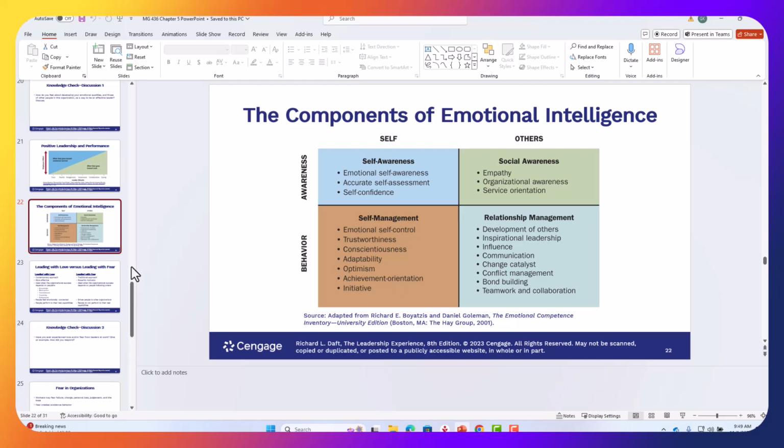And then others: social awareness, empathy, organizational awareness, service orientation. When you're dealing with other people, you have to understand empathy. Empathy is when you share in someone's situation or in their sorrow or what's going on with them. Organizational awareness. I always say you have to learn to read the tea leaves. Know your environment, what's going on with the organization. Service orientation. Are you out to be helpful to others? Does everything have to benefit you, or can it also benefit others? Or can you do something sometimes that doesn't benefit you that benefits others?